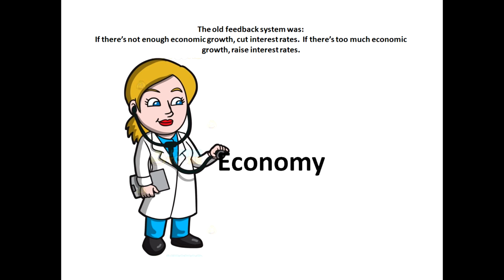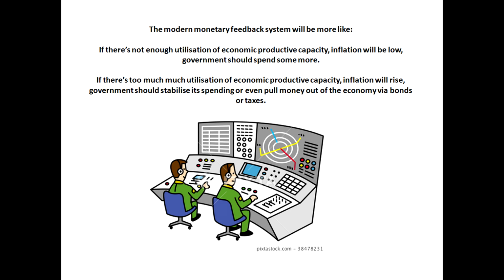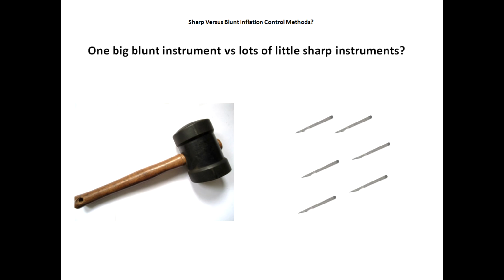It was simply watch the growth rate, and if it's too low, cut interest rates, and if it's too high, raise them. So in modern monetary economics, it will be if inflation is too high, raise bond sales. If it is too low, cut them, or don't have any, and or spend some more. I call mainstream economics' use of interest rates blunt instrument economic management, to contrast against modern monetary economics' use of several sharp instruments to control the economy nicely and precisely.